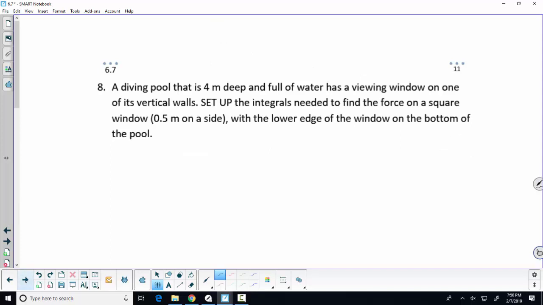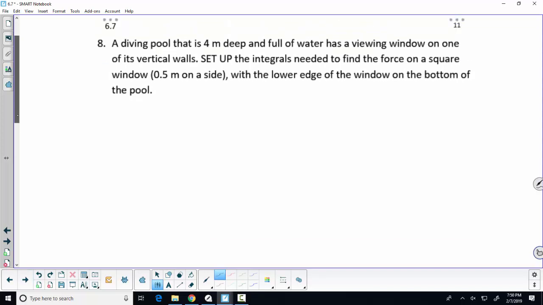All right. So a couple of these are in your homework. They're very similar, but let's get a sense of what's happening here. You have a diving pool 4 meters deep full of water. It has a viewing window on one of its vertical walls. Set up an integral needed to find the force on a square window that's 0.5 meter by 0.5 meter, with the lower edge of the window on the bottom of the pool.